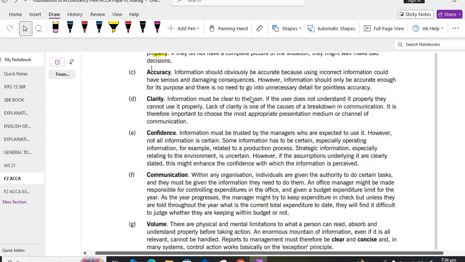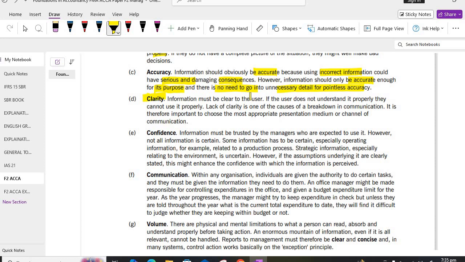Then accuracy. About accuracy we have discussed, that it should be correct, but it should not be overly detailed. So information should obviously be accurate, because using incorrect information could have serious and damaging consequences. However, information should only be accurate enough for its purpose, and there's no need to go into unnecessary detail for pointless accuracy.